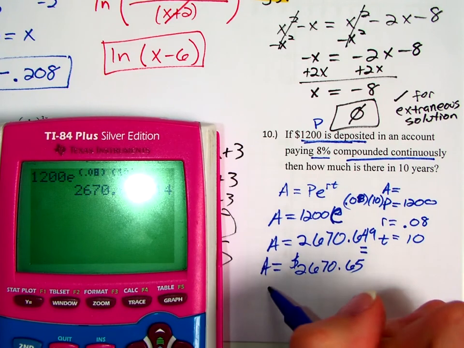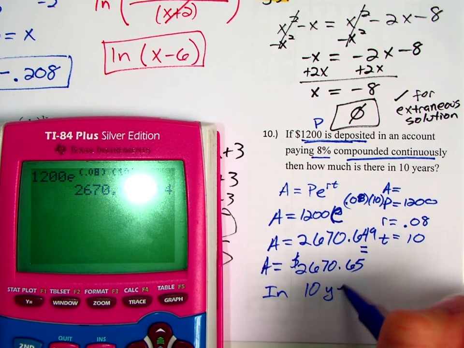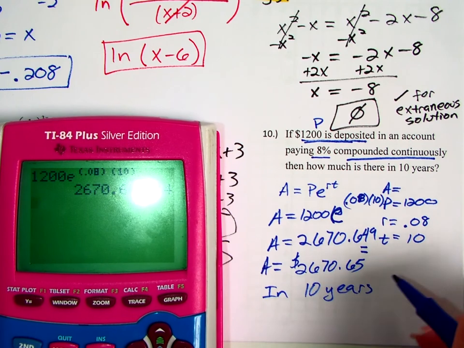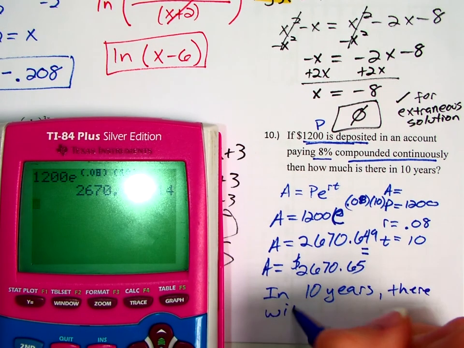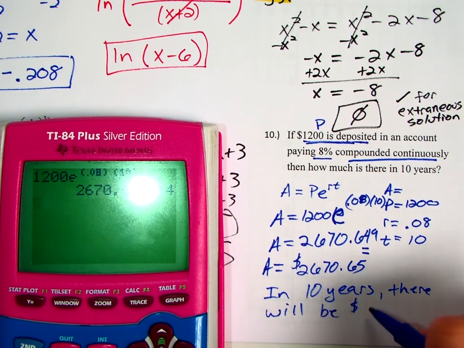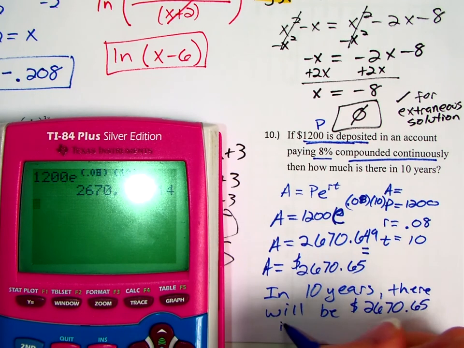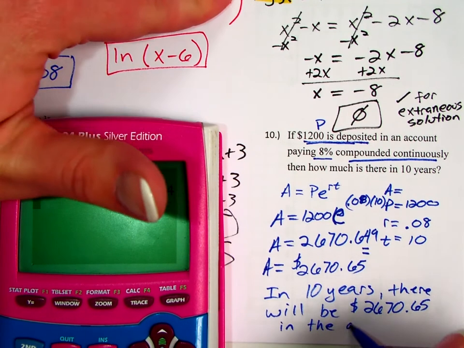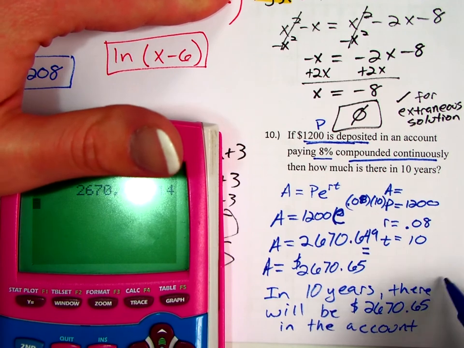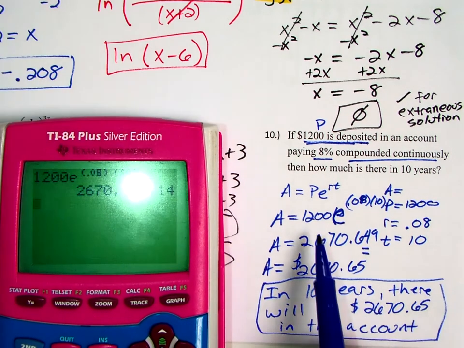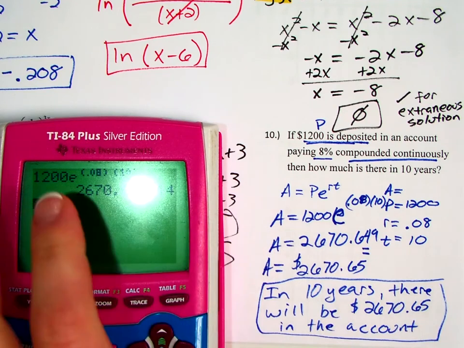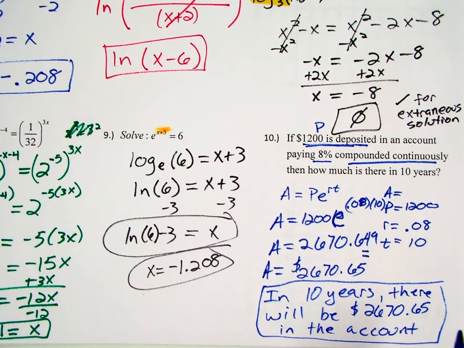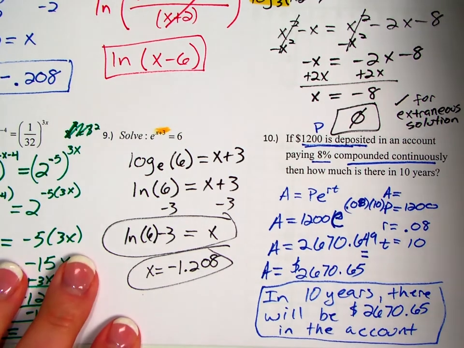Now remember, since this is a word problem, we have to write a sentence in words. So I would say, in 10 years, remember that you need to put the time, because if it were a different amount of time, the amount would be different. So in 10 years, there will be $26,706.49 in the account. Now, if I asked you how much money he had made, that would not be this amount, because he had put $12,000 in initially, so I would have needed to subtract these to figure out how much he profited. But this is the total amount he had at the end, including his initial deposit.